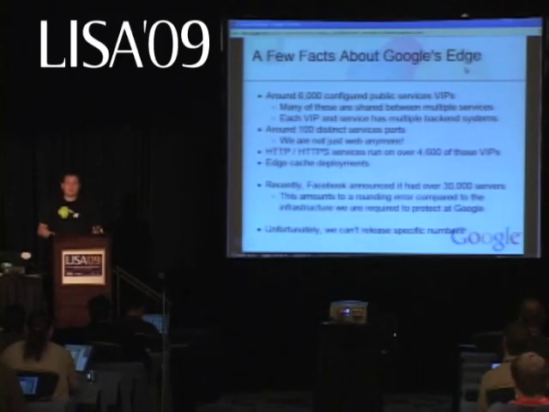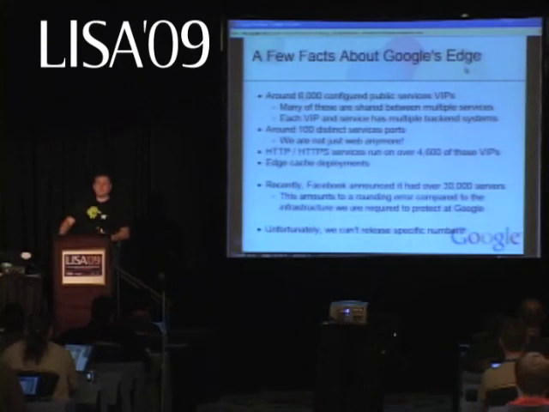Google's not just the web anymore. We've got a ton of services that we're using. HTTP and HTTPS alone comprise probably 4,600 VIPs around the globe, with countless back-end systems on the tail end of that. We've also had a huge deployment of edge caching.